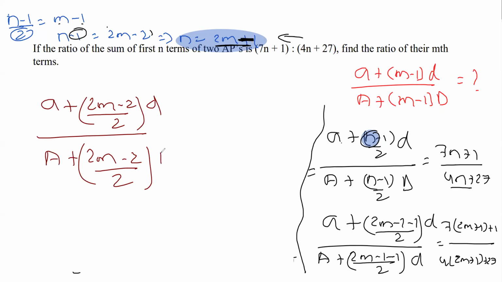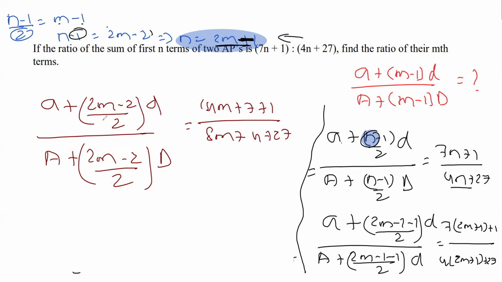This is capital D is equal to, on the other side, if I simplify this, 7 into 2 is 14. So it's going to be 14m plus 7 plus 1. 7 into 2 and 7 into 1. Below you can see in the numerator it is 4 into 2m plus 1. So 4 into 2 is 8. So this is 8m plus 4 plus 27.